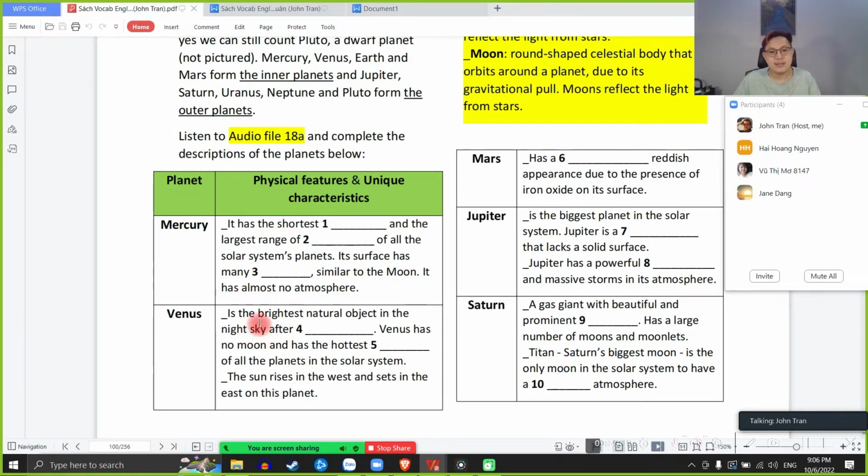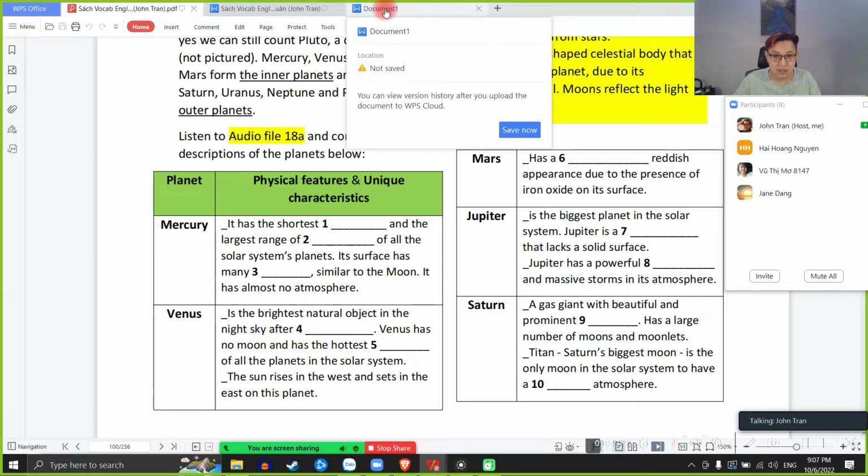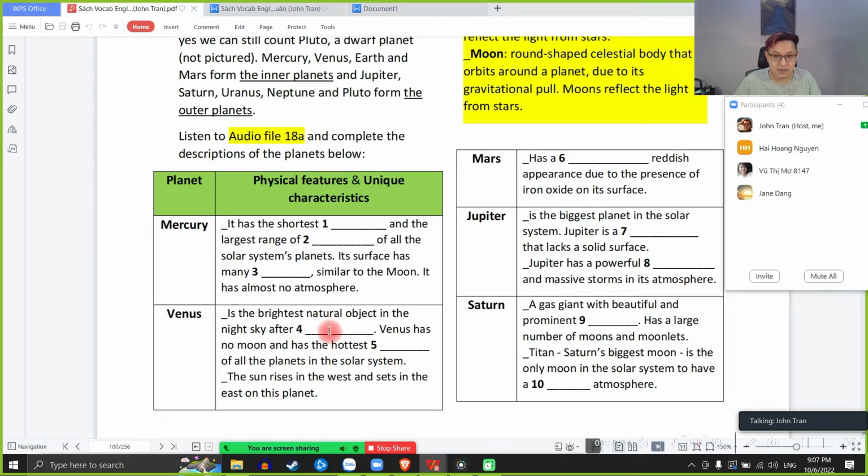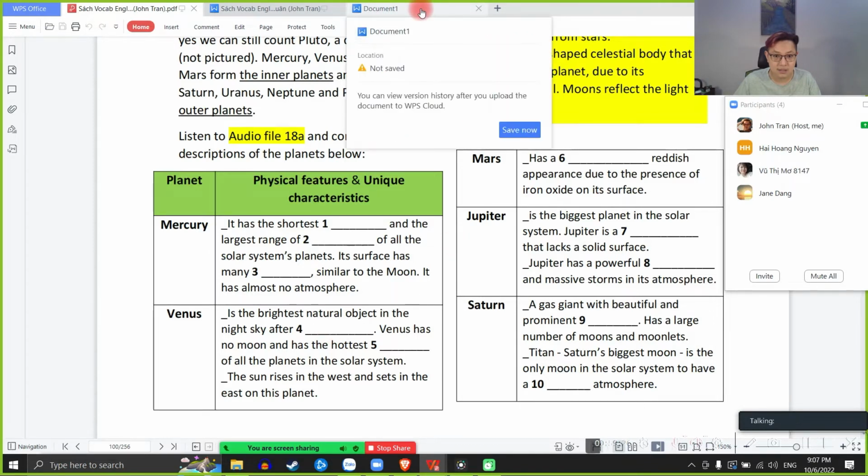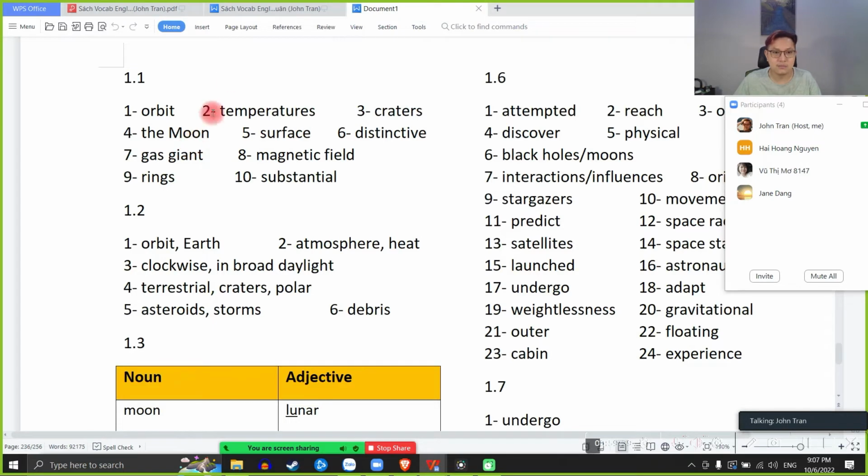Venus is the brightest natural object in the night sky after the moon.